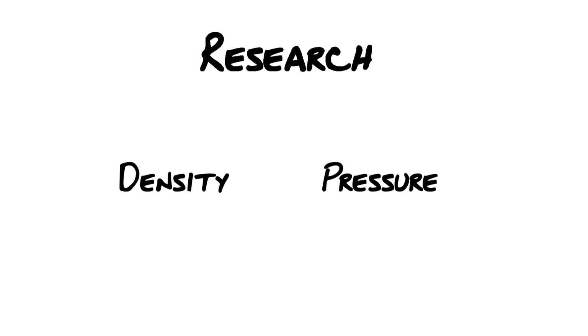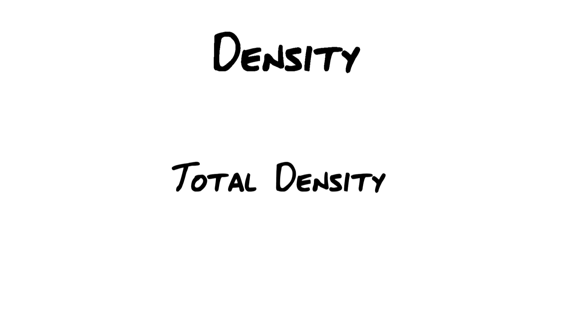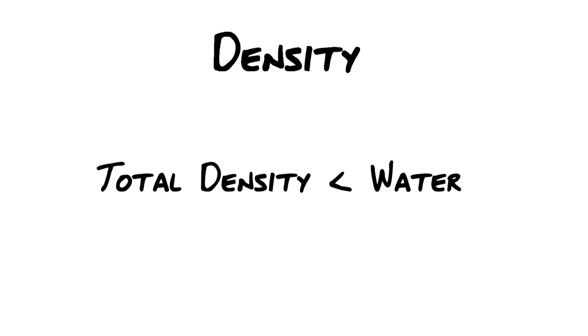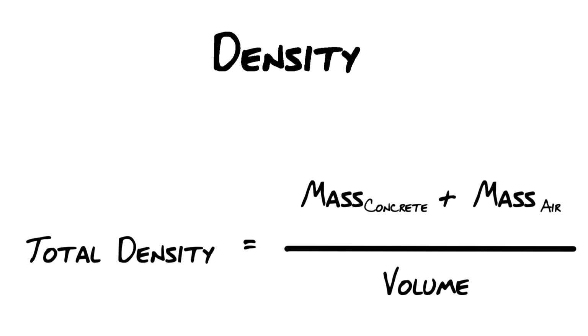We found that two related factors have an effect on how an object floats: density and pressure. While concrete alone is obviously denser than water, it is still possible to make it float as long as the total density, that is, the density including the air within the object, is lower. Basically, total density can be defined as the mass of the concrete plus the mass of the air within the canoe divided by the total volume of the canoe.